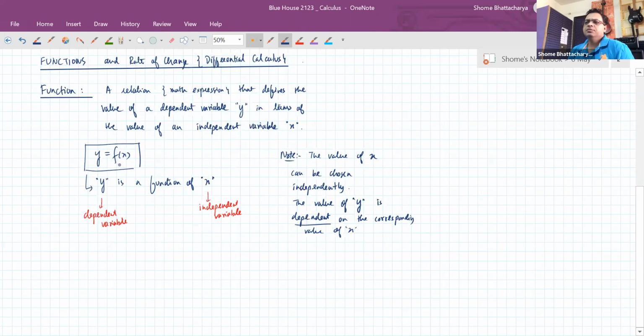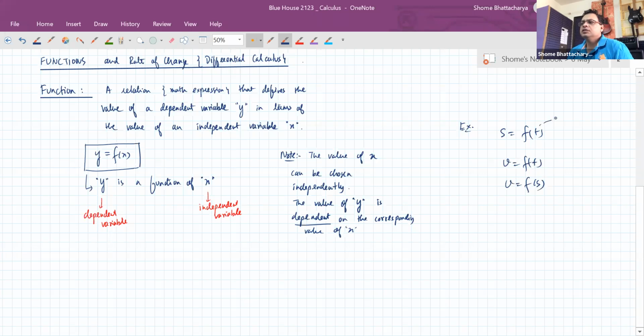Okay. Now obviously y and x are the standard symbols, but when we apply functions in physics, these symbols are going to change. So for example, we can have a situation where distance is a function of time, or displacement is a function of time, or velocity is a function of time, or we can have something where velocity is a function of displacement. So all these different symbols.